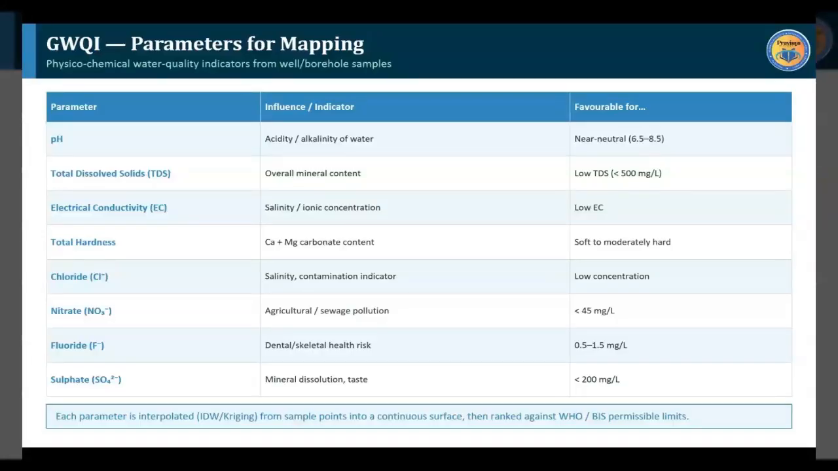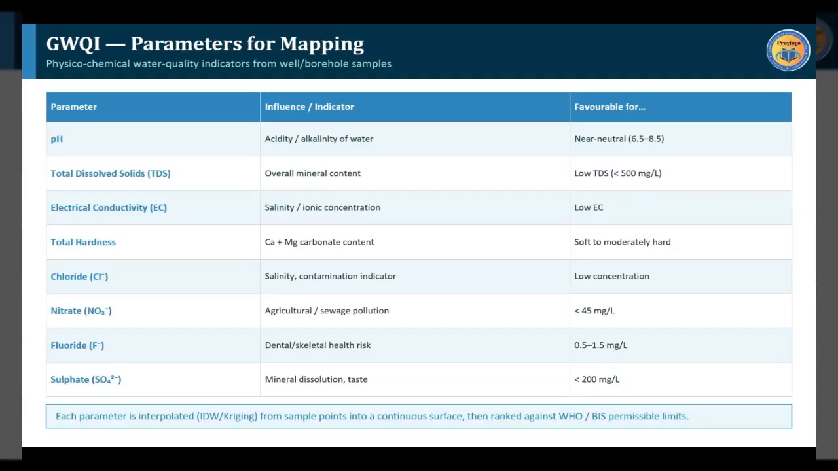So, pH first. This is the acidity or alkalinity of the water. It matters not just on its own, but because pH controls how soluble other things are. For example, metals. For instance, these metals become much more mobile at low pH. So we want pH sitting comfortably in the range of about 6.5 to 8.5. Water in that band gets the high rank.